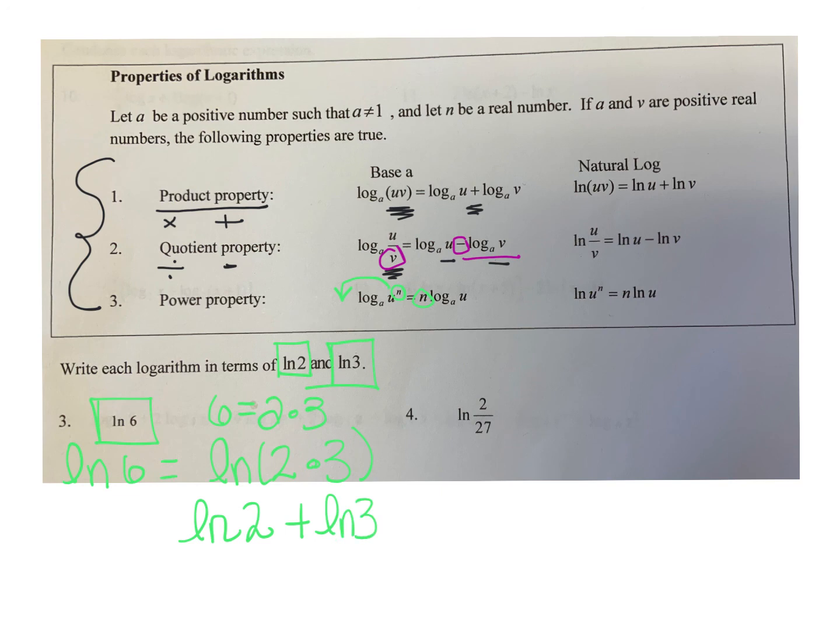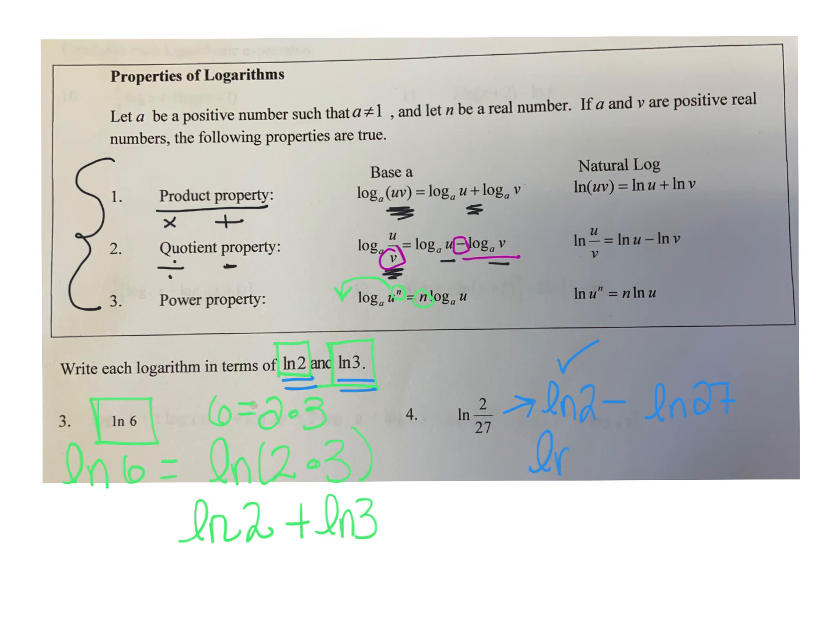Okay, on the next one, let's rewrite this. These are dividing, so we can subtract. So it becomes ln of 2 minus ln of 27. Now, the ln of 2 is okay because ln of 2 is something I was given. But I do not have an ln 27. I have an ln of 3.